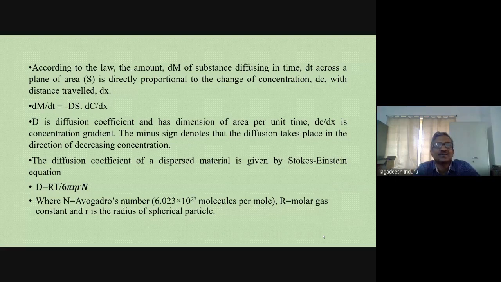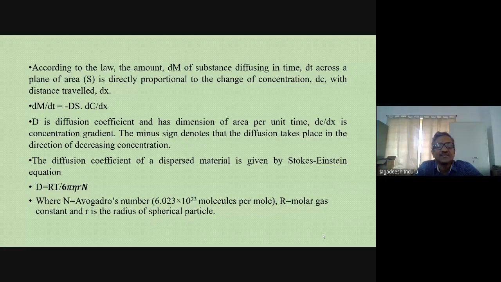The minus sign indicates that diffusion is taking place in the direction of decreasing concentration, not against it, because every system wants to reach equilibrium. The lower concentration zone gets filled from the higher concentration zone, moving from higher to lower concentration. That is the reason it is given as a negative sign. But for the amount diffused, we consider the modulus value in calculations wherever we want to know how much amount is diffused.